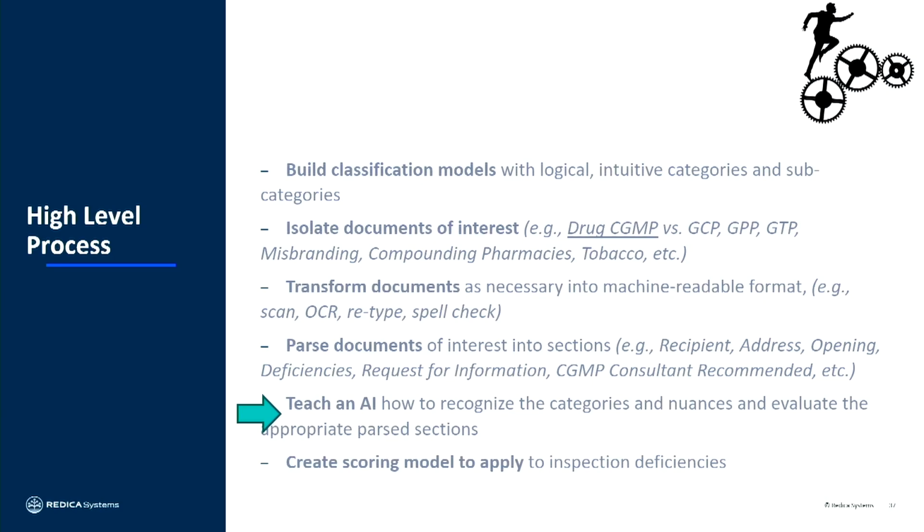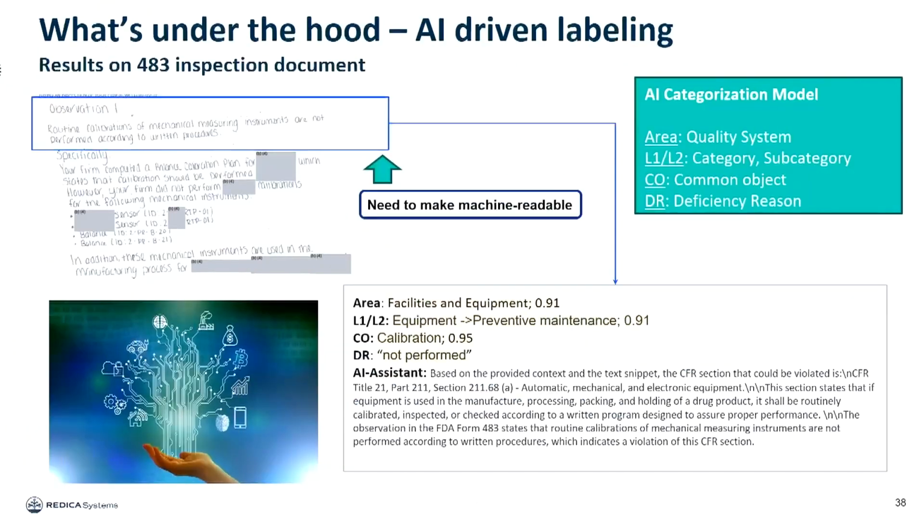Next, we're moving beyond the natural language processing n-gram model, teaching an AI. And so here is some AI output, and here is how that model is going to be a little different. If you look up at the top right, you see that we have area. It's called area, and then L1, L2. That's what you saw a few minutes ago, where we had the 6 quality systems plus data integrity. Each one of those is an area, and then you got a category and a subcategory. So that hasn't really changed from that particular model. But we've added something called a common object and deficiency reason.